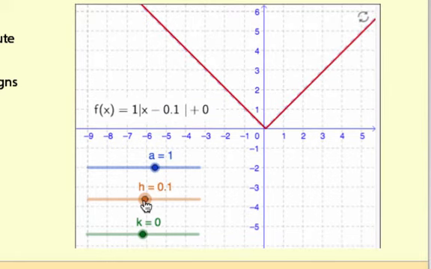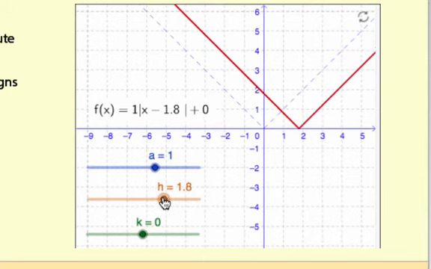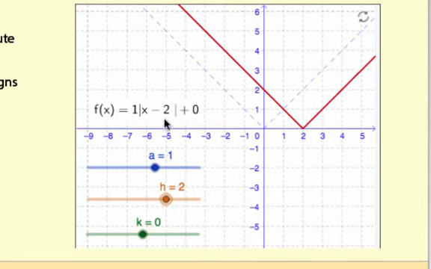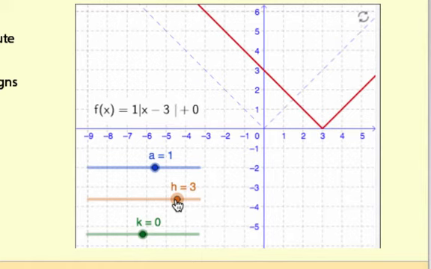Now let's look at the h and the k value. The h value, notice that the graph is moving to the right, and what's happening here is the number's changing inside the absolute value bars. It's at x minus 2, so that is 2 to the right. So that's a translation, 2 to the right, now 3 to the right.